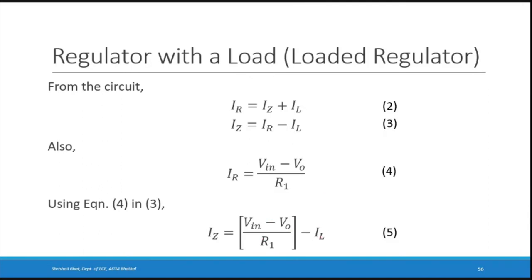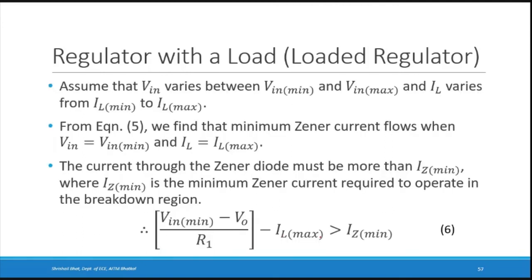Now, let us assume, so we have considered that the input is unregulated. That means it is varying, it is changing. So let us assume that the change in the input voltage is in between two values, that is Vin min and Vin max. It is varying between two values, Vin min and Vin max, that is the minimum and maximum levels.